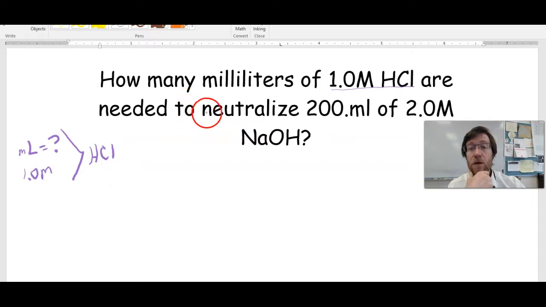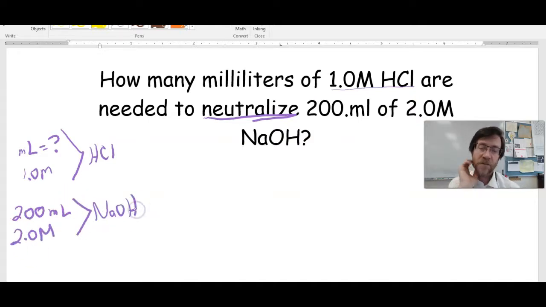Are needed to neutralize 200 mL of 2 molar NaOH. For this one, once again, we have to make the hydrogens and hydroxides equal. But now there are a lot of variables: I've got concentration, volume, concentration, volume. Is there an equation we learned about that might help us out with this?